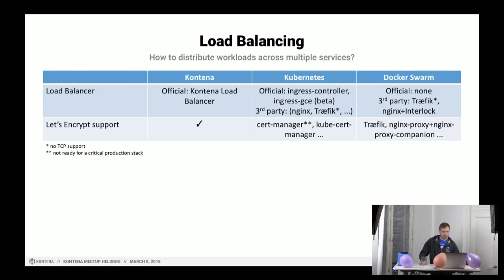Typically, when running containers in a production environment, you are not running only one instance. When running multiple instances, you need a mechanism to distribute workloads across multiple services, so you need a load balancer. With Kontena, you can use the official Kontena load balancer. With Kubernetes, there's an official ingress controller based on Nginx. Or you can use the Google Cloud ingress controller, but it's in beta, so it's not recommended for very critical systems.